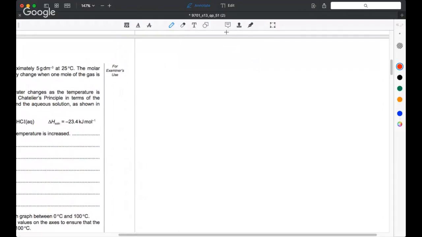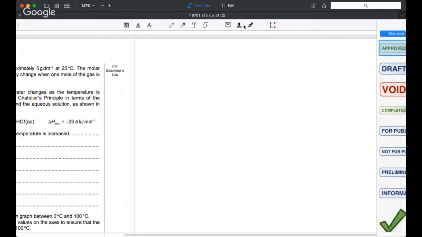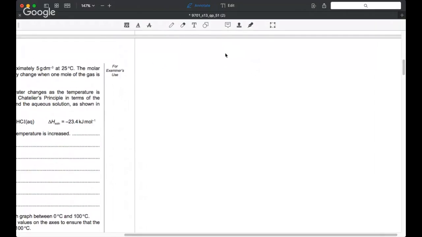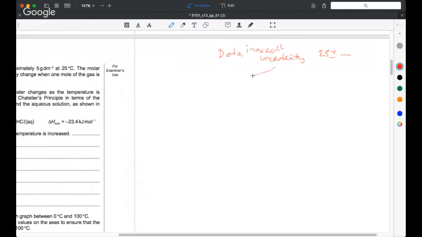because this is all practical work that we're talking about here in paper five, the data that you've got is all going to be inexact, or it has uncertainty about the data. So you might have, I don't know, 25 centimeters cubed plus or minus some uncertainty. We don't exactly know what these numbers are. There's always an uncertainty associated with them, and that uncertainty.